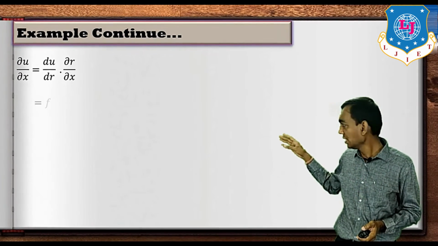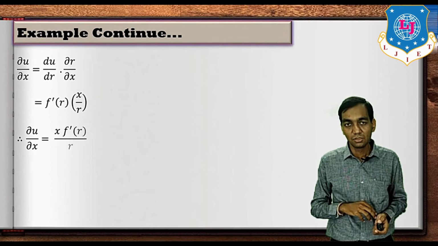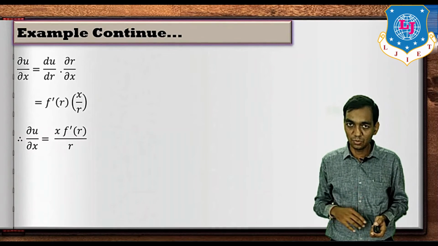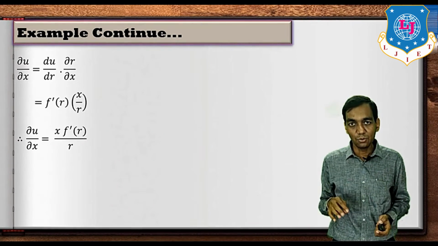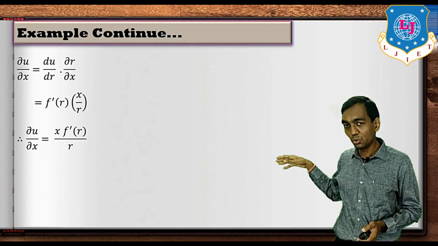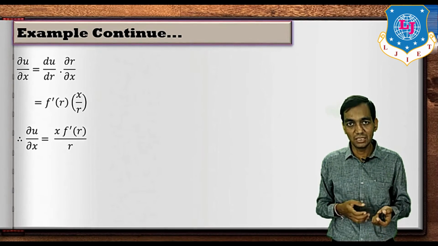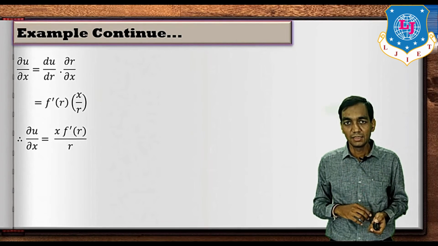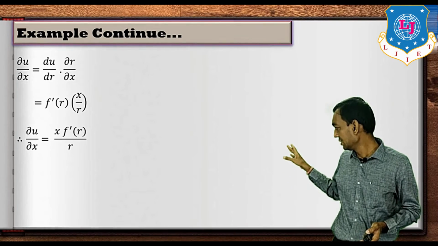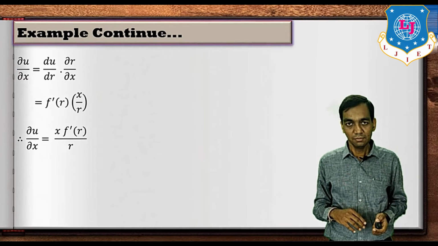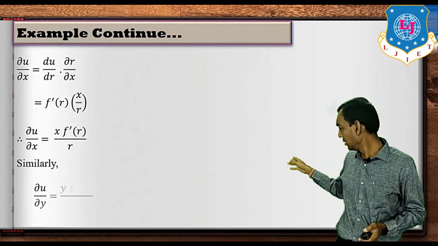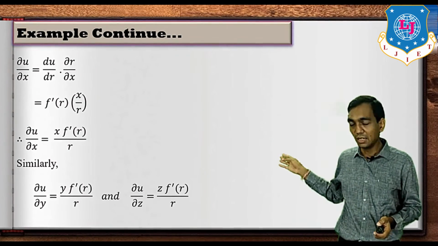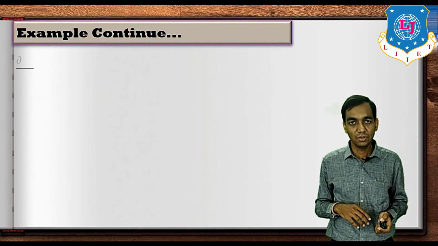Now we need del u by del x. So again applying the chain rule, that will give you du upon dr into del r upon del x. Now u is not given, so f has a derivative f dash. So f dash r into del r by del x, which has a value x upon r. So you have del u upon del x as x f dash r upon r. In the same manner, del u upon del y is y f dash r upon r, and del u by del z is z f dash r upon r.